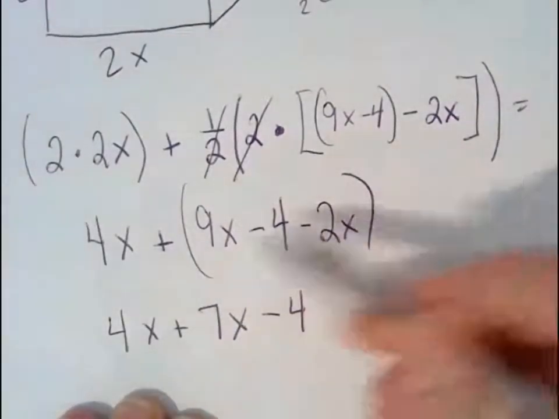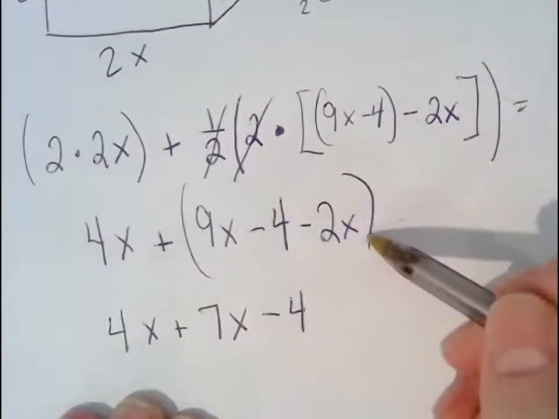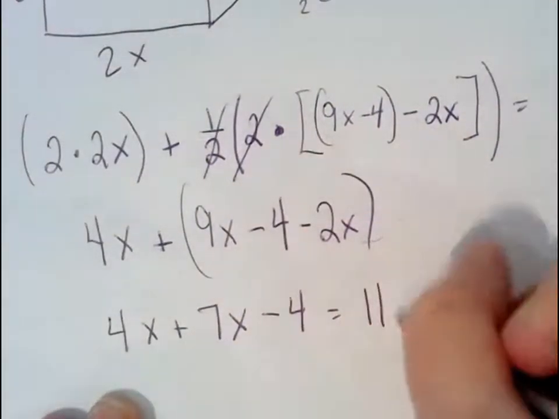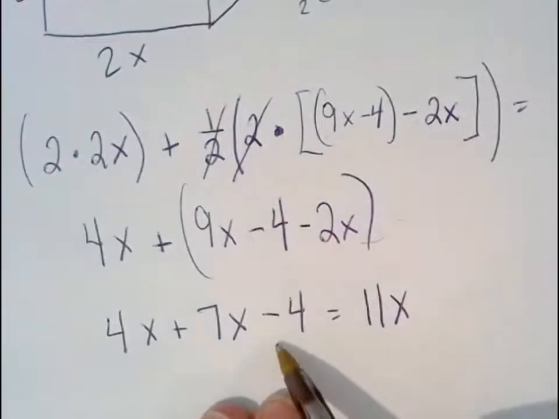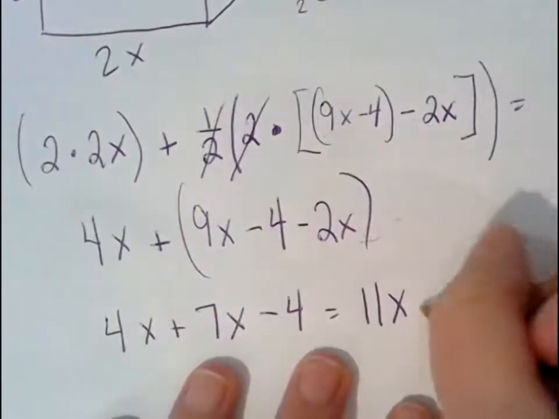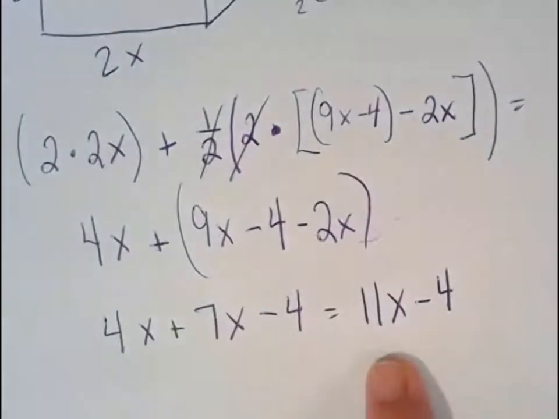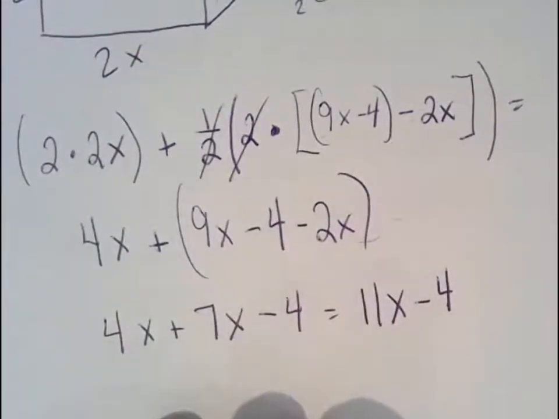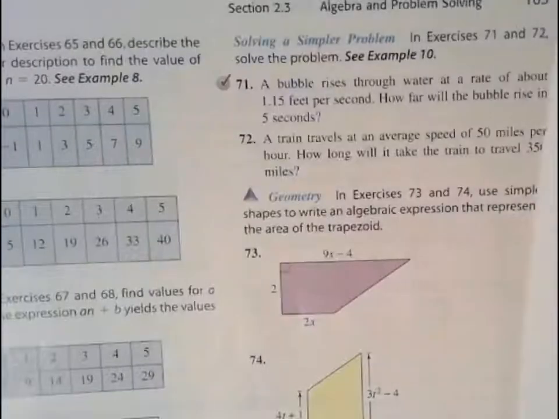And so we don't need these parentheses anymore. 4x plus 7x is 11x. And minus 4 is just minus 4. So the answer is 11x minus 4. If you have any questions about that one, just write it in the comment section.